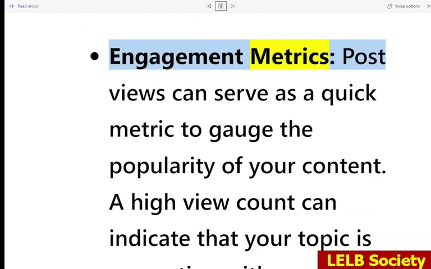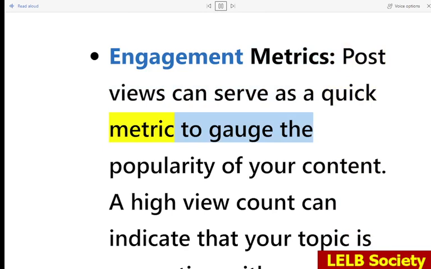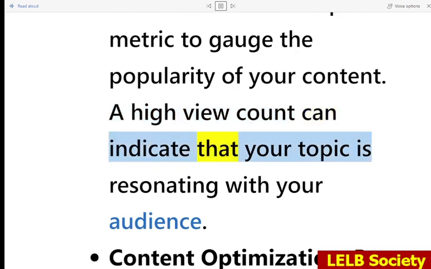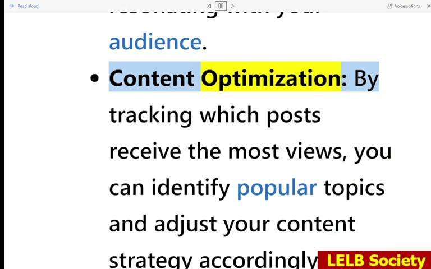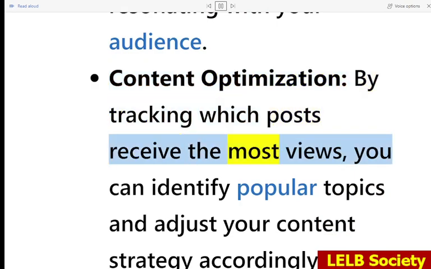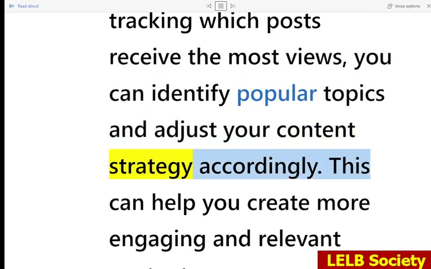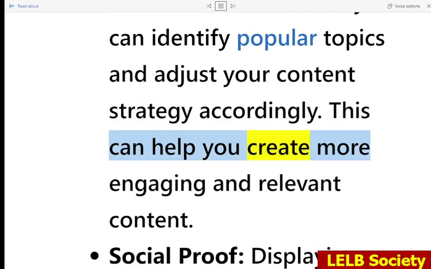Engagement metrics. Post views can serve as a quick metric to gauge the popularity of your content. A high view count can indicate that your topic is resonating with your audience. Content optimization. By tracking which posts receive the most views, you can identify popular topics and adjust your content strategy accordingly. This can help you create more engaging and relevant content.